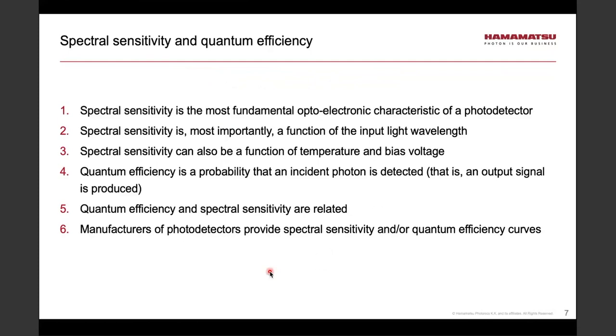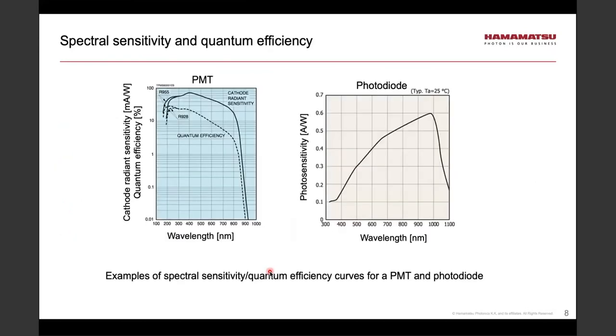It can also vary with temperature and bias voltage for some photodetectors. As already stated, quantum efficiency is the probability that an incident photon is detected. The two are related, and manufacturers of photodetectors will provide some information on spectral sensitivity or quantum efficiency with empirical curves, as shown on this slide.